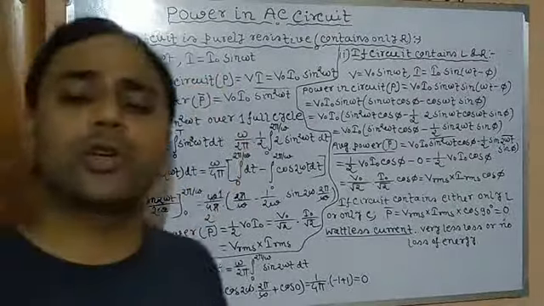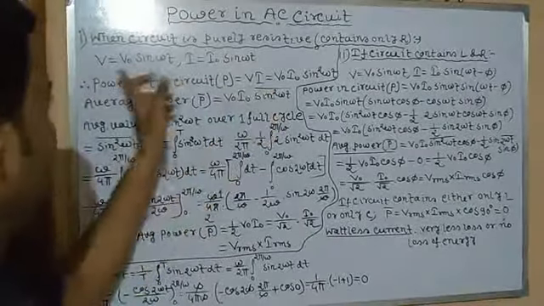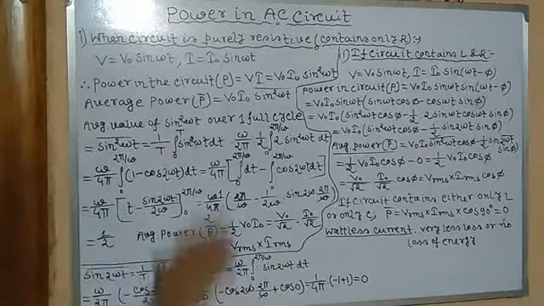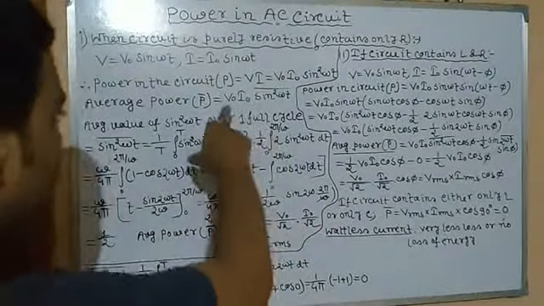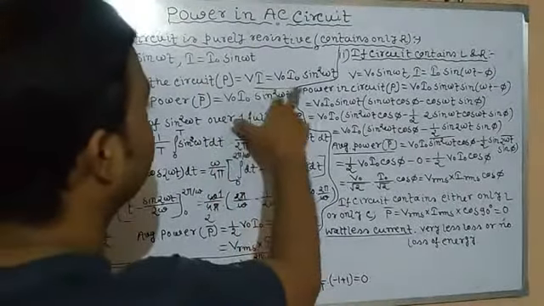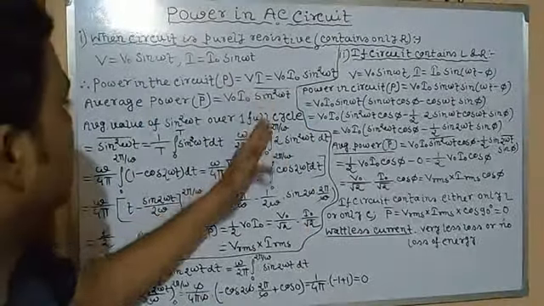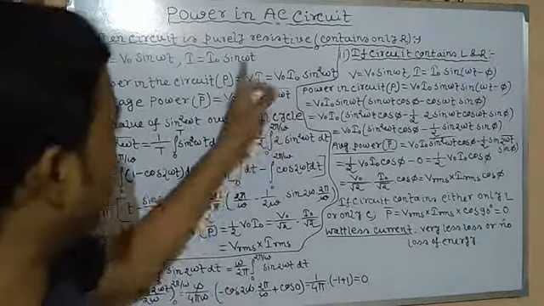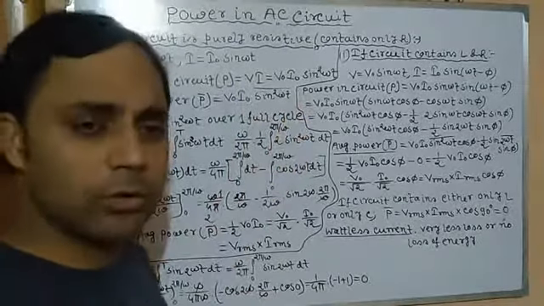We all know that power is equal to volt into ampere, so VI. Putting the values of V and I, we get V0 I0 sin square omega t. Now the average power of the entire circuit, that is, over a full cycle, is V0 I0 sin square omega t bar, where bar means average. Clear? So to get the value of the average power, we need to find the average value of sin square omega t.